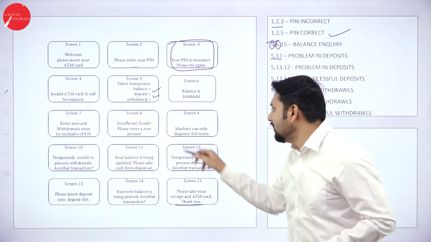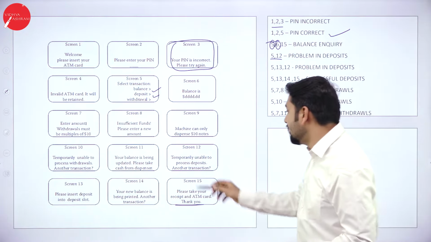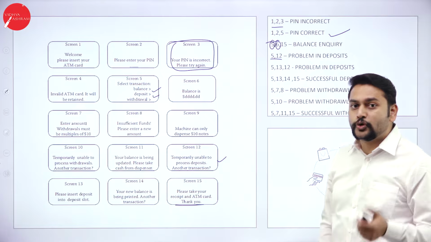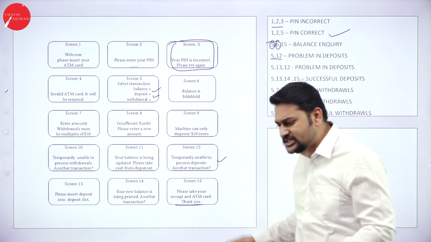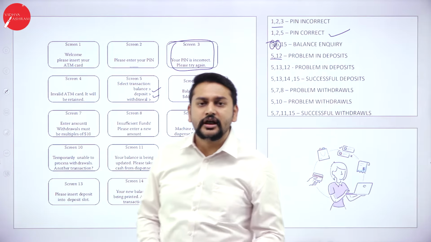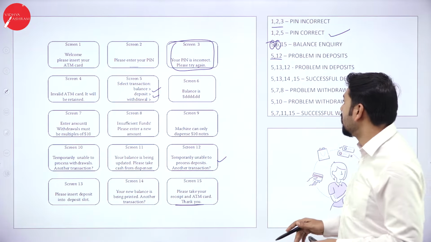Then it will directly redirect me to screen number 12. What do I have in screen number 12? Temporarily unable to process the deposits or any other transaction. Suppose there is any error, I will get an error message like this, and then the end screen, I will come out of it. So that is what you need to observe.